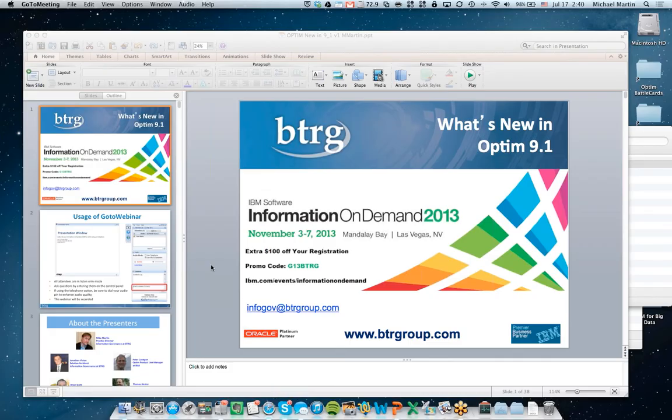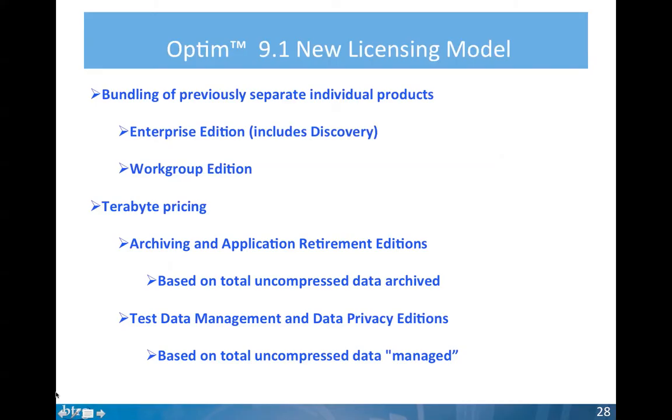And so in the archive solution, it's very simple. It's based on the total amount of uncompressed data that you actually do archive into our archive files. On the test data management side and the data privacy side, it's a little bit more complicated than that, because what we wanted to do was to maintain the value of the test data management and data privacy solutions. And we think that a big part of the value of that is to be able to run, for test data management especially, to be able to extract as frequently as you want and refresh data, and then to obviously mask that data at the same time.